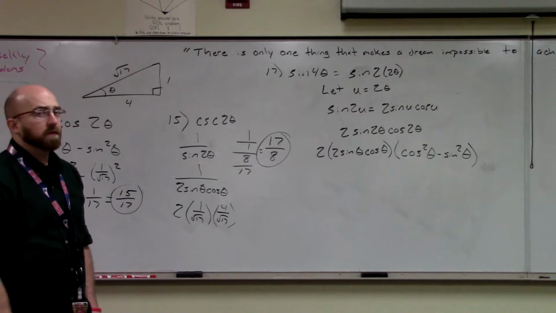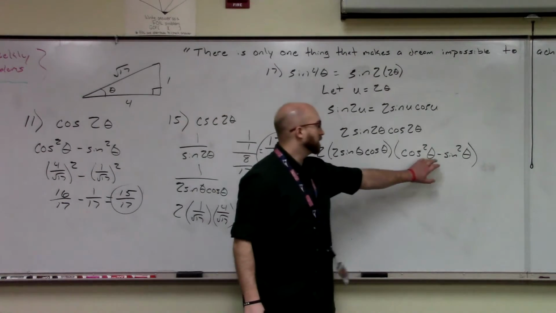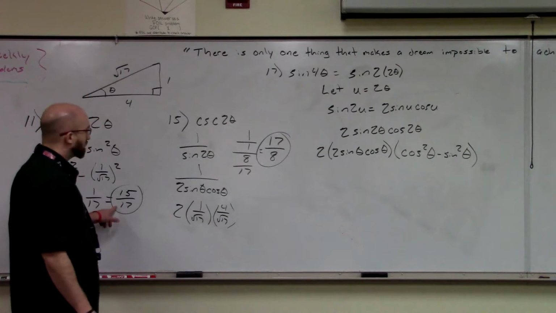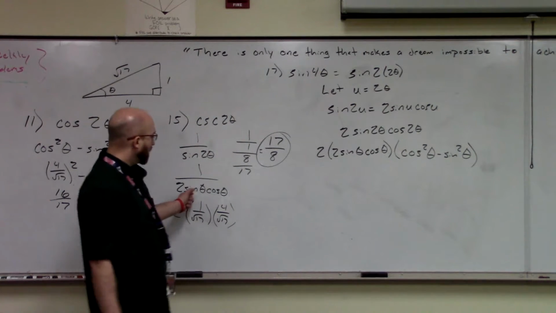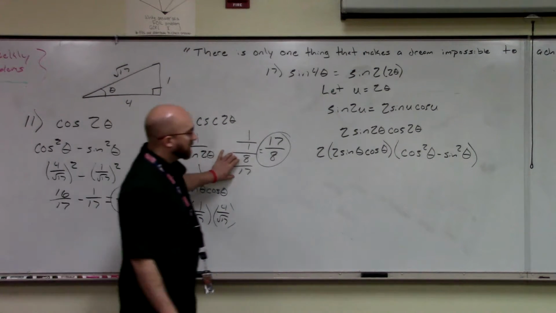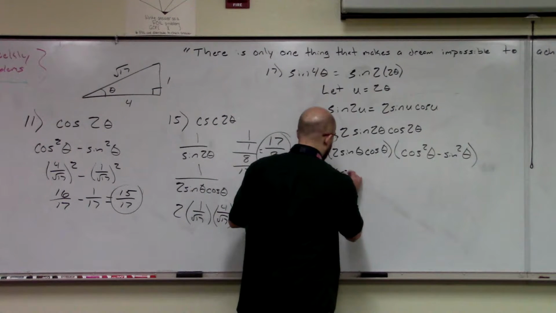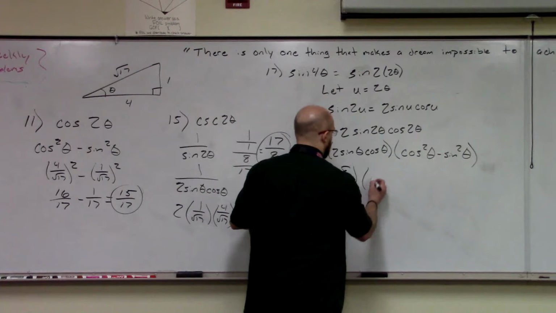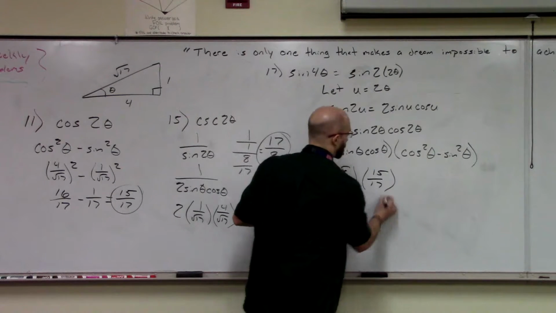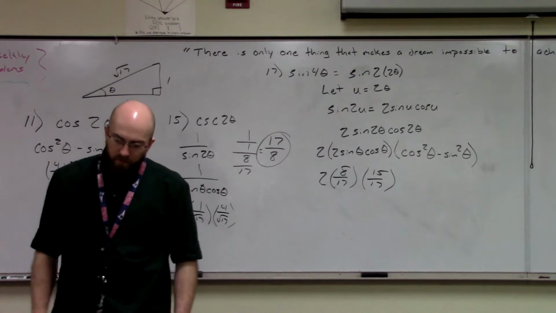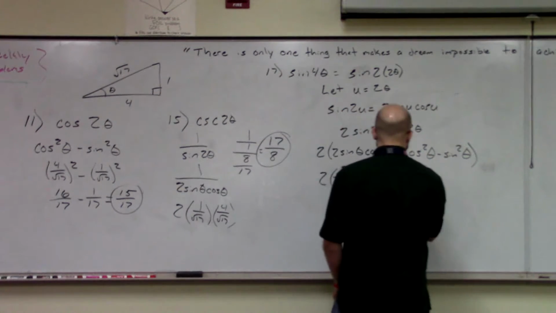Of course, we don't have to, because if we think about it, we already know what these values are going to equal. Cosine 2 theta is going to equal 15 over 17. We already know this value based off this previous problem right here: sine 2 theta is going to equal 8 over 17. So therefore, we get 2 times 8 over 17 times 15 over 17. Multiply all that out, and we should get 240 over 289.